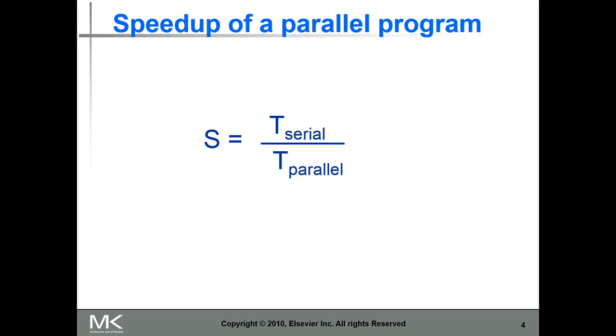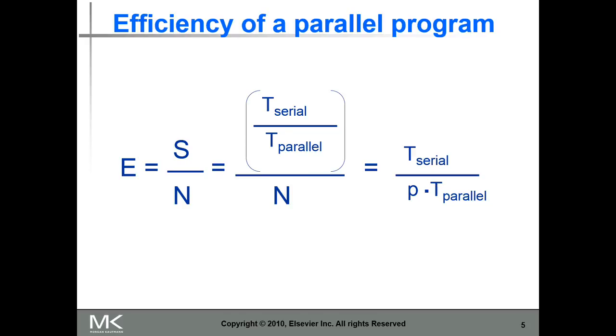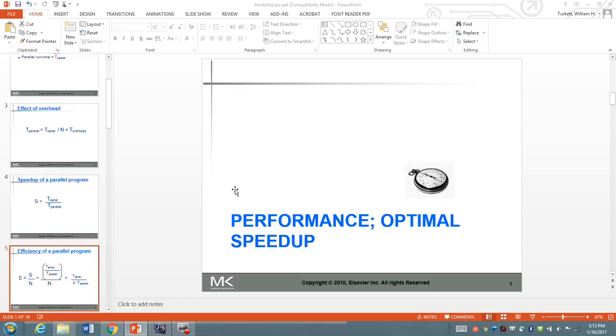We saw a definition for speedup as the time serial versus the time parallel. So if it took 8 seconds to run it in serial and 2 seconds to run it in parallel, then we had a speedup of 4. And then efficiency is speedup divided by the number of processors that we have. So this P should be an N as well. I'll fix that.